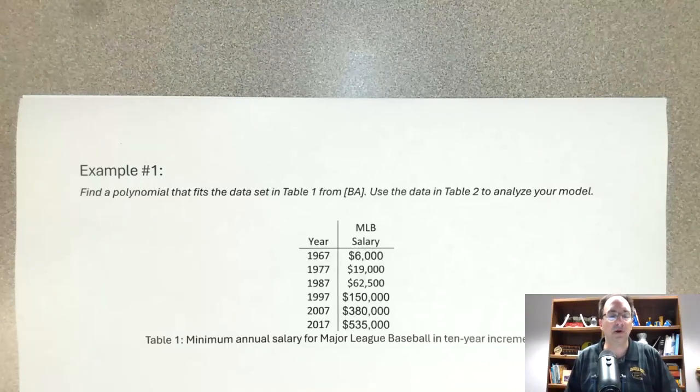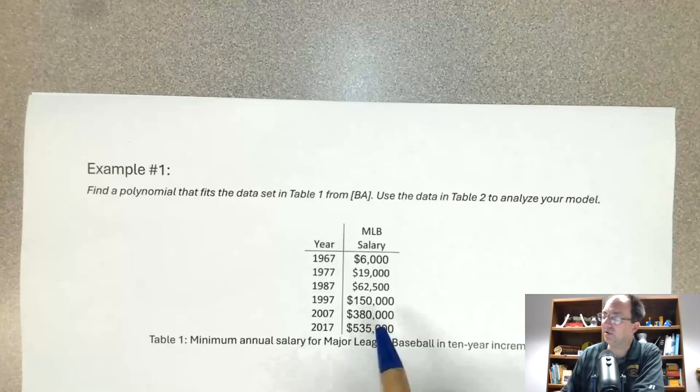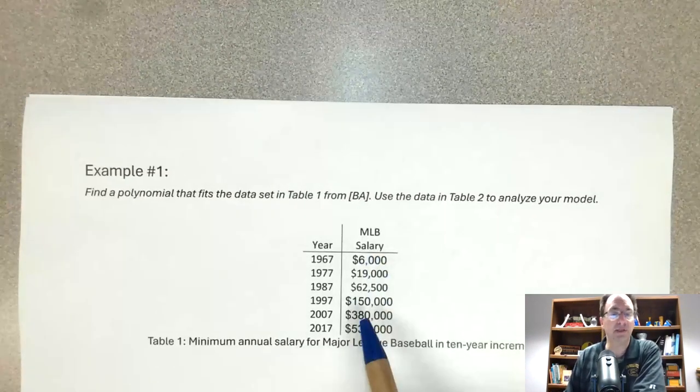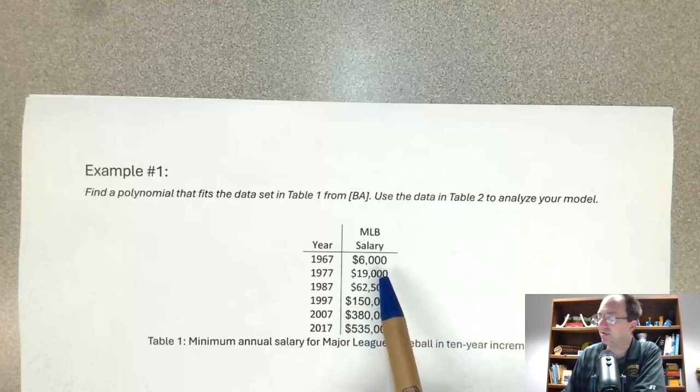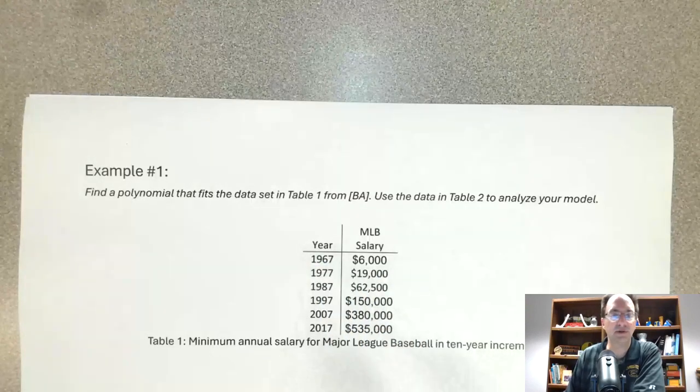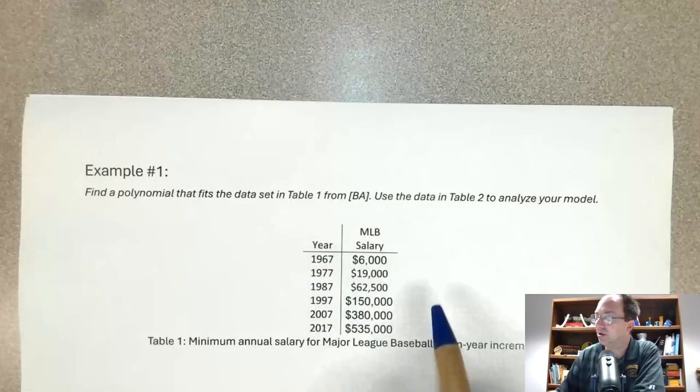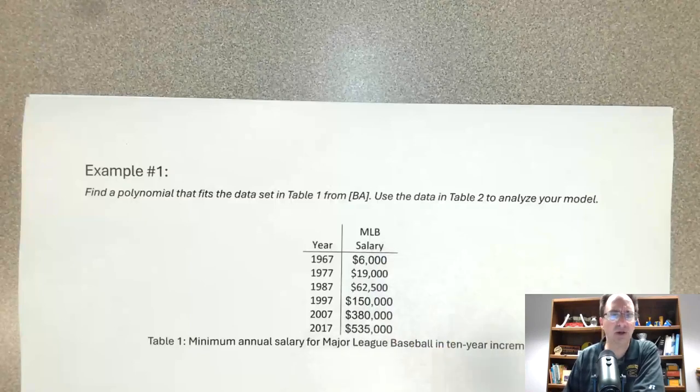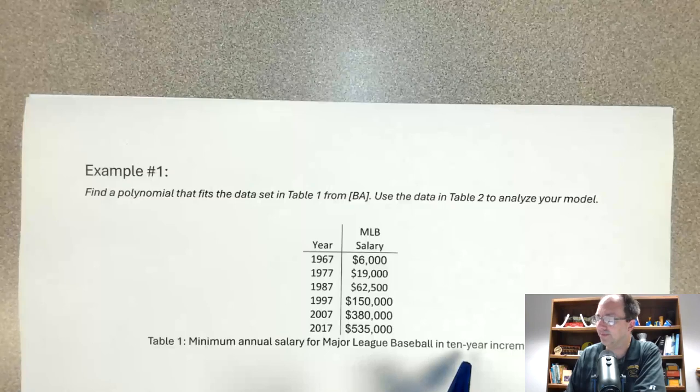Hello, this is part 2 on our section about high order polynomials, and we're going to work through an example, and this involves the minimum baseball salary for Major League Baseball players from 1967 to 2017. And so we have 6 data points, so it's not a huge amount of data, but we're just going to use it to illustrate some points here.